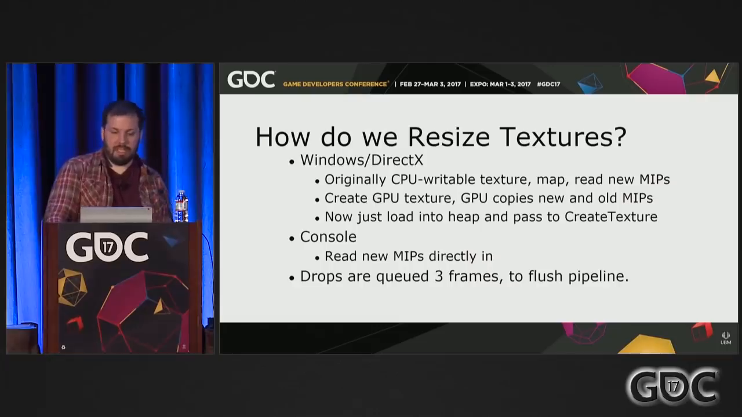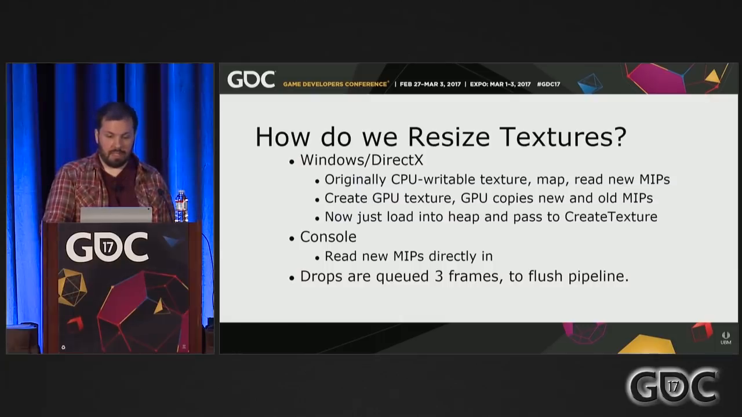So in terms of the actual texture resizing, our original approach was we would have a CPU writable texture. So we do the by-the-book thing of create a CPU writable texture, map it, asynchronously load into it, unmap it, copy it to the new GPU texture, copy the old GPU texture to the new GPU texture, and then get rid of the old GPU texture and the CPU texture. However, this extra creation of a CPU writable texture turned out to cost an unpredictable amount of driver time. So we changed to just calling create texture and passing it ordinary heap memory. So we load into heap and we pass it into create texture. Technically, that means we're doing an extra copy, but it performs better.